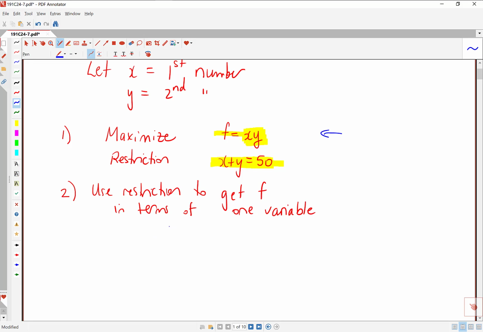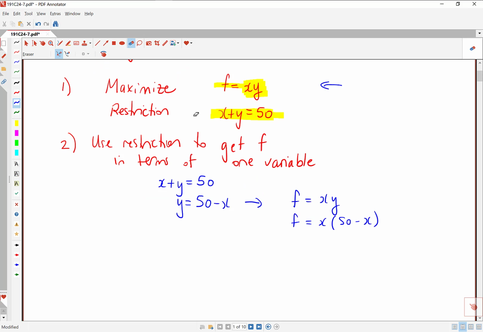So here's how this is going to work. We're going to start with our restriction, which is x plus y equals 50. And we're just going to solve for one of the variables. Often we'll solve for y. So we'll say, okay, y equals 50 minus x. And then what we can do is take that, put that into our function. So instead of calling our function xy, now we can call our function f equals x times 50 minus x. And that way we've got a single variable function.